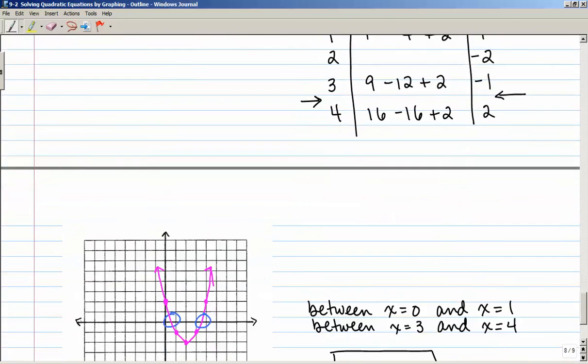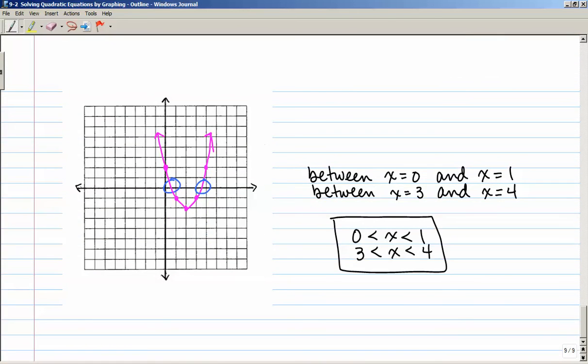So to sum up this lesson, to solve a quadratic equation by graphing, you're going to graph the quadratic function, and see where it crosses the x-axis. It can cross it in 2 distinct points, like 3 and 4. It can just hit the x-axis in 1 point. It's possible that it may never cross the x-axis, or it can cross the x-axis between 2 integral values.